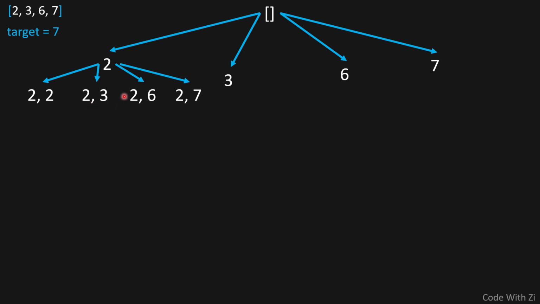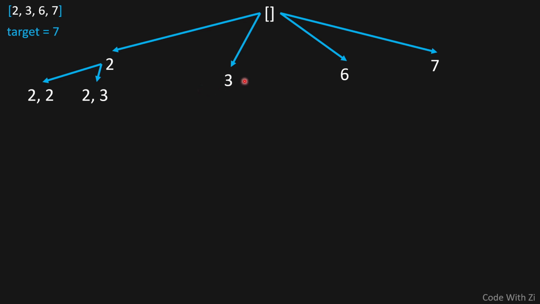And as you can see, 2 plus 6 is 8 and 2 plus 7 is 9. So these 2 are greater than our target number, and they're not going to be valid answers. So we're not going to keep on expanding and checking them further because we know they're already bigger than our target number. So even if we expand, we're not going to find an answer. So we're going to actually ignore these.